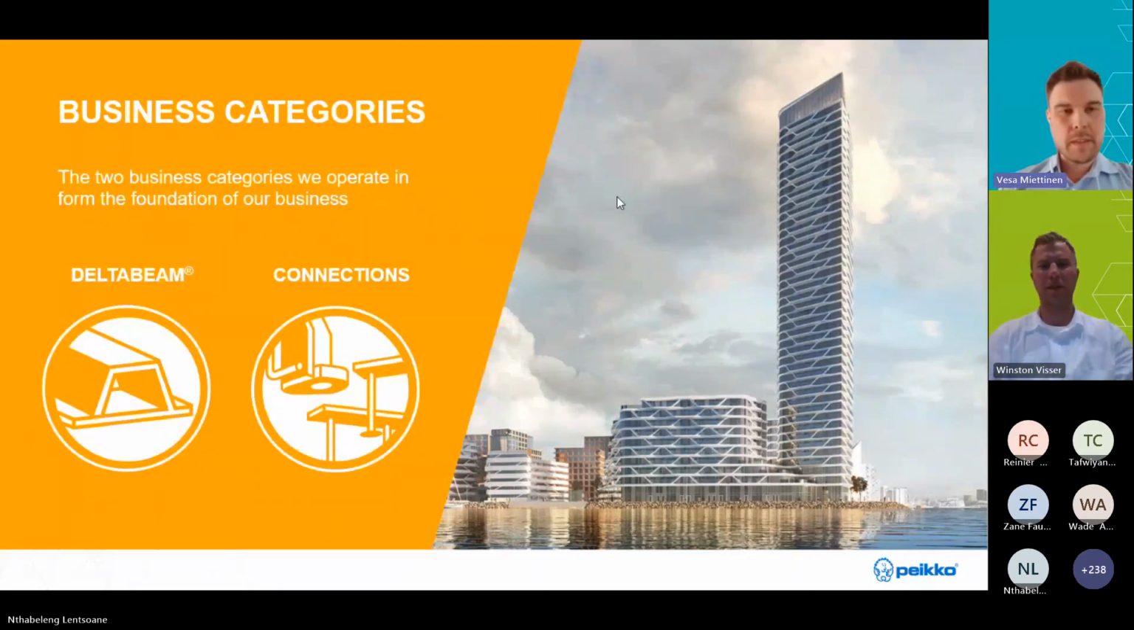Okay, and business categories, we have 2 categories, which is Delta Beam and Delta Beam Frame. These are slim. This Delta Beam is a slim floor concrete steel composite beam, and we are also providing concrete steel composite frames for the columns, so a full frame system there. And the other business category where we focus today is the connections.